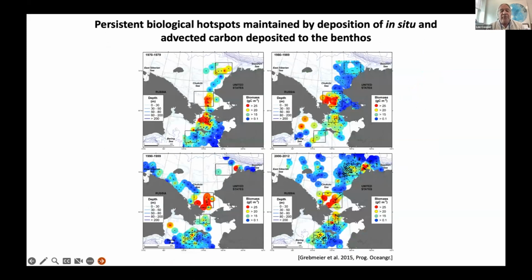So what's the end result? We've seen persistent biologically active areas. We've identified them, and that's why those boxes are where they are. We know a lot of productivity and a lot of biomass, and it has a lot to do with the physical features. There are nutrients and high chlorophyll down to the seafloor.